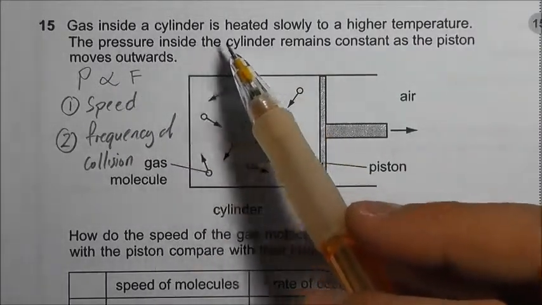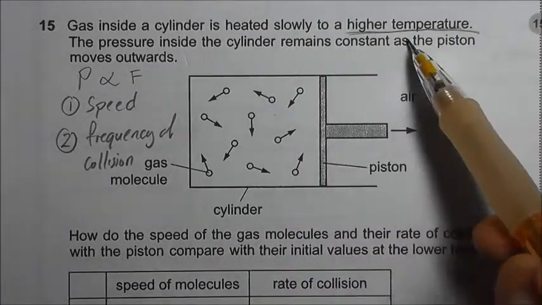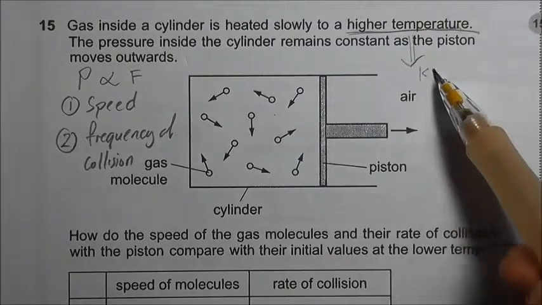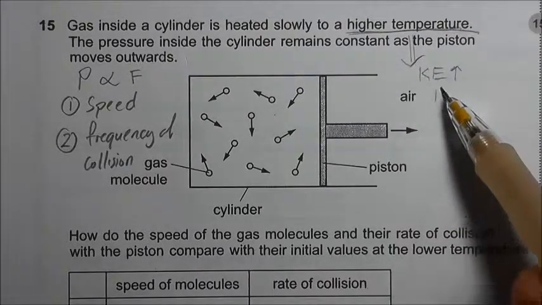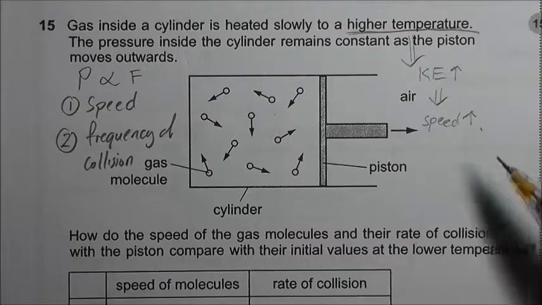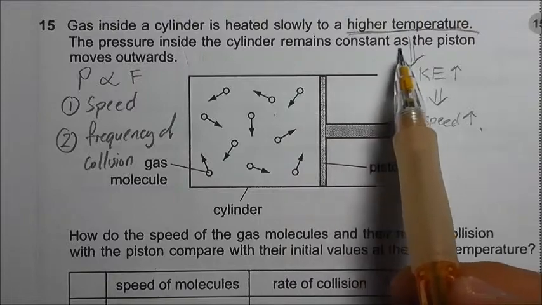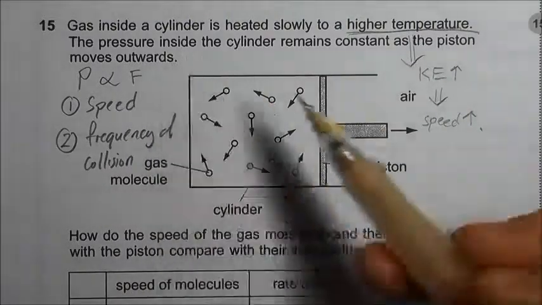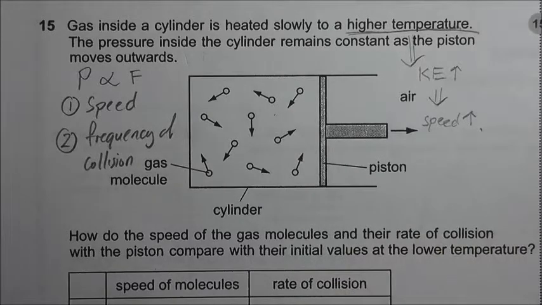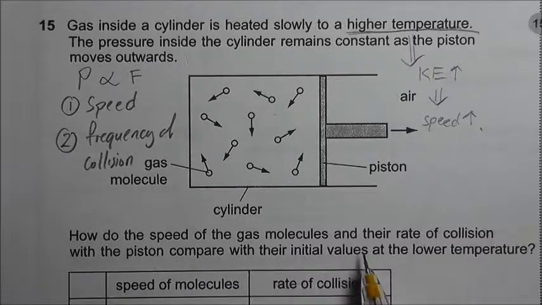Now we can look at the question. We have the gas inside the cylinder heated slowly to a higher temperature. Higher temperature means that now the gas molecules have higher KE, and that means that the speed increases as well. Now the pressure inside the cylinder remains constant as the piston moves outwards. How do the speed of the gas molecule and their rate of collision with the piston compare with the initial value at the lower temperature?